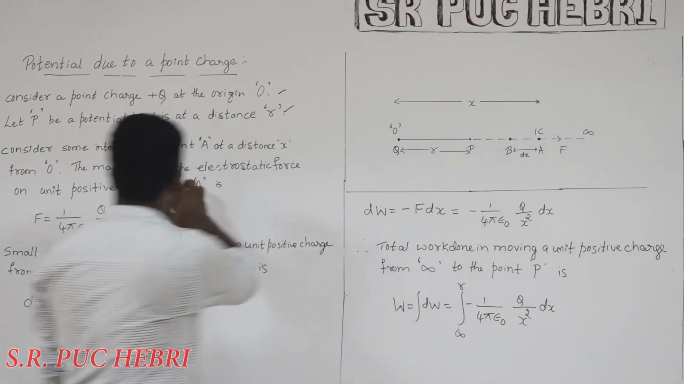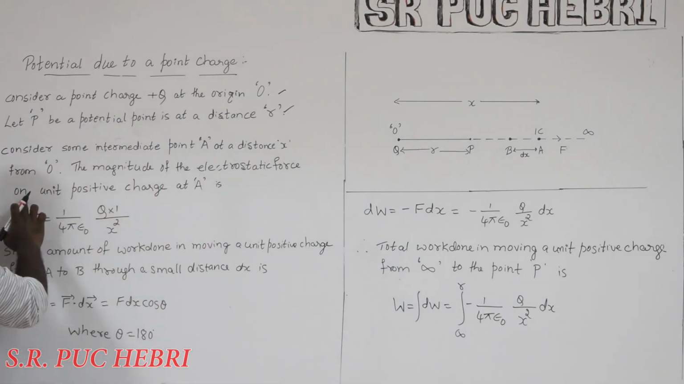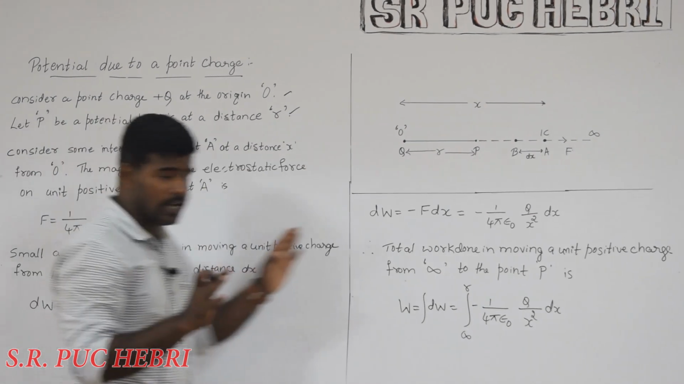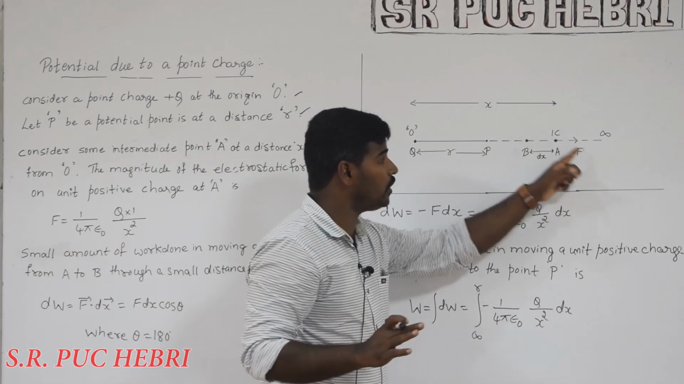Therefore, the magnitude of the electrostatic force on a unit positive charge at A is the magnitude of the electrostatic force on a unit positive charge.